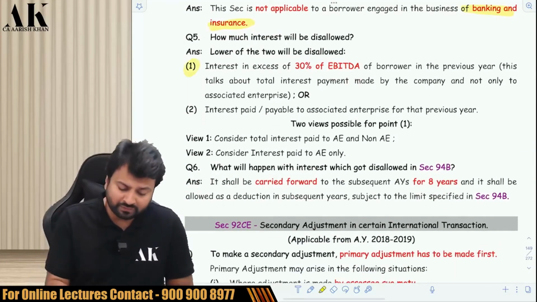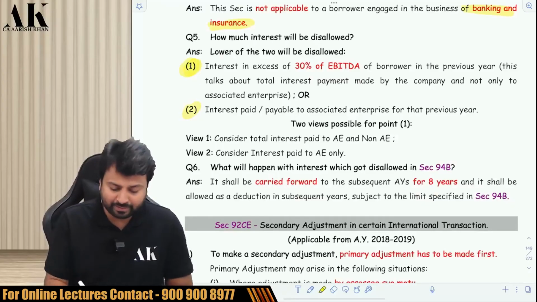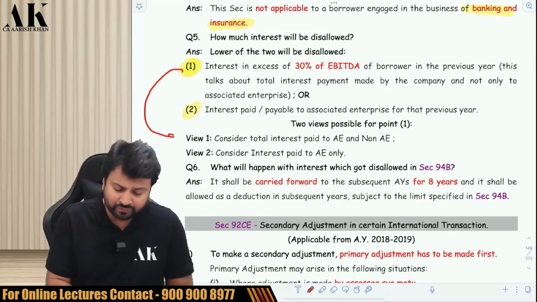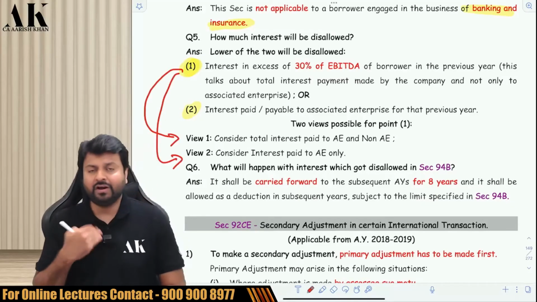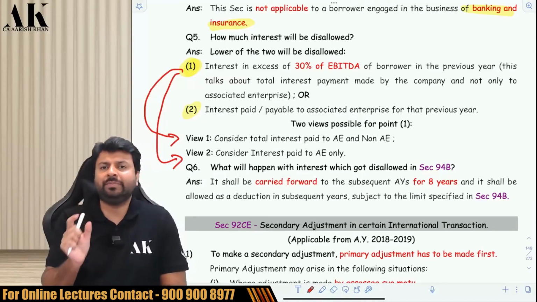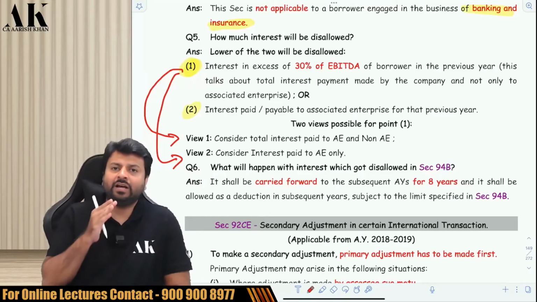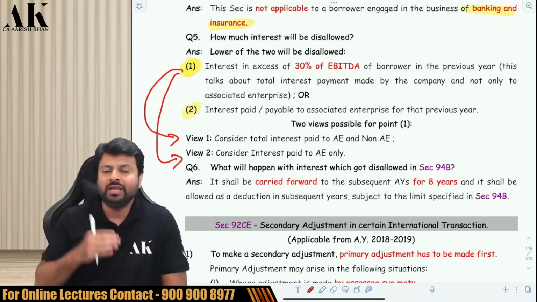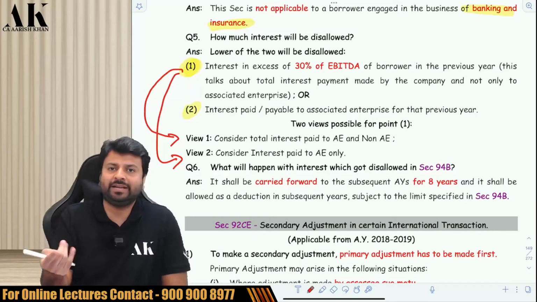Interest disallowed is the lower of the two, but there is some disparity in point number 1 over here. In point number 1, there are two views which we have to see one by one. First one is interest in excess of 30% of EBITDA. Whatever is your EBITDA, take 30% of that and then find out how much interest is above that threshold. How much interest is above 30% of EBITDA, that is point number 1.